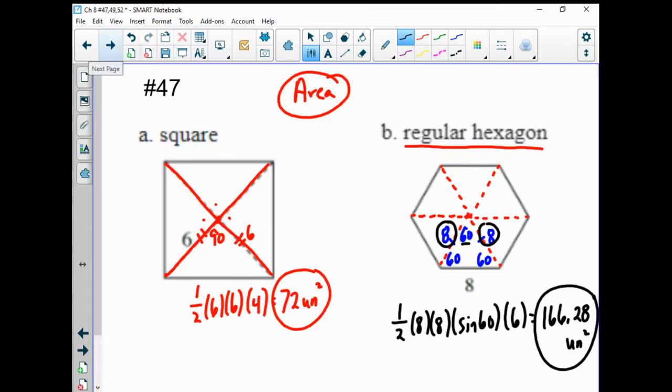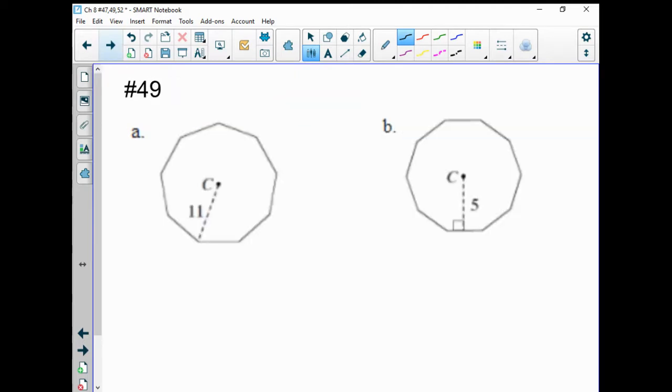All right, well, I'm going to have you try something here. I've got 2 regular polygons here. Notice they're given a little bit different information. In this picture here, they're given the distance from the center to the vertex. We're told that's 11. Over here, though, we've got the distance from the center straight down to that side. So in this one, you might think about, okay, well, how can that be helpful if I were to create this triangle?